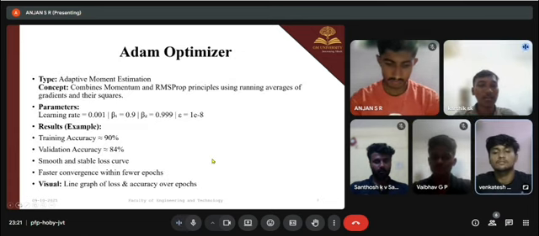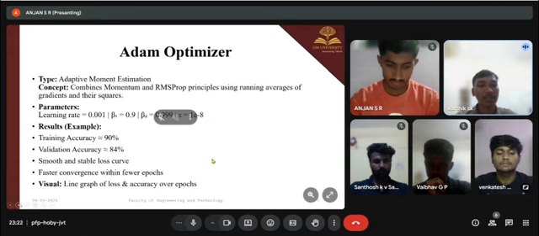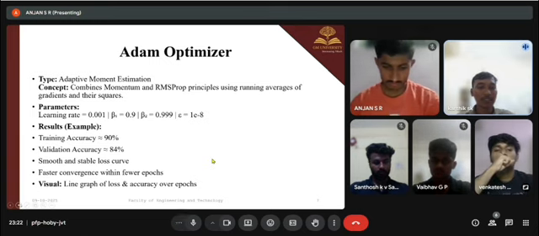Next is the Adam optimizer, where Adam stands for adaptive moment estimation. It combines momentum and RMSprop principles using running averages of gradients and squared gradients. For the parameters, we use a learning rate equal to 0.001 for training, beta 1 equal to 0.9 and beta 2 equal to 0.999, and epsilon equal to 1e-8, which are the parameters of our optimizer.